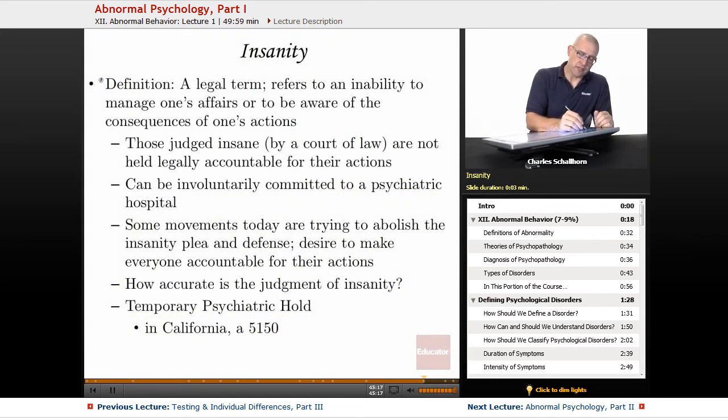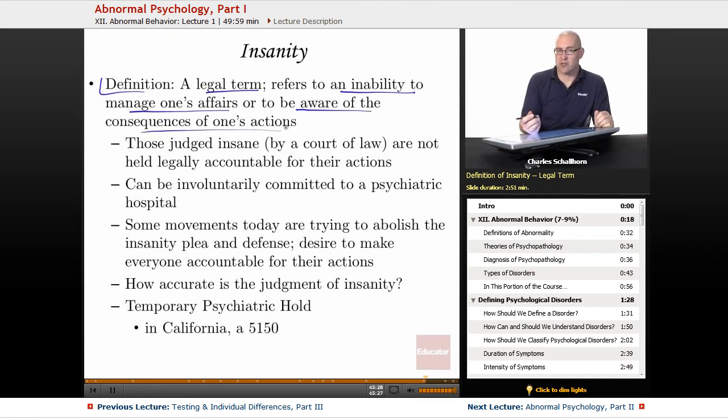Insanity, as we mentioned before, there's a definition for it. It is a legal term, and it reflects an inability to manage one's affairs or to be aware of the consequences of one's own actions. So although psychiatrists and psychologists are used in determining if someone is insane, this is a legal term. And so those people who are judged insane by a court of law are not held legally accountable for their actions. And so I know in Batman you've got the Arkham Asylum for the criminally insane. Places do exist. They're called criminal mental hospitals, and it's where people have been violent and committed criminal actions, but they have been judged to be insane, and so they don't go to prison, they go to these mental hospitals.